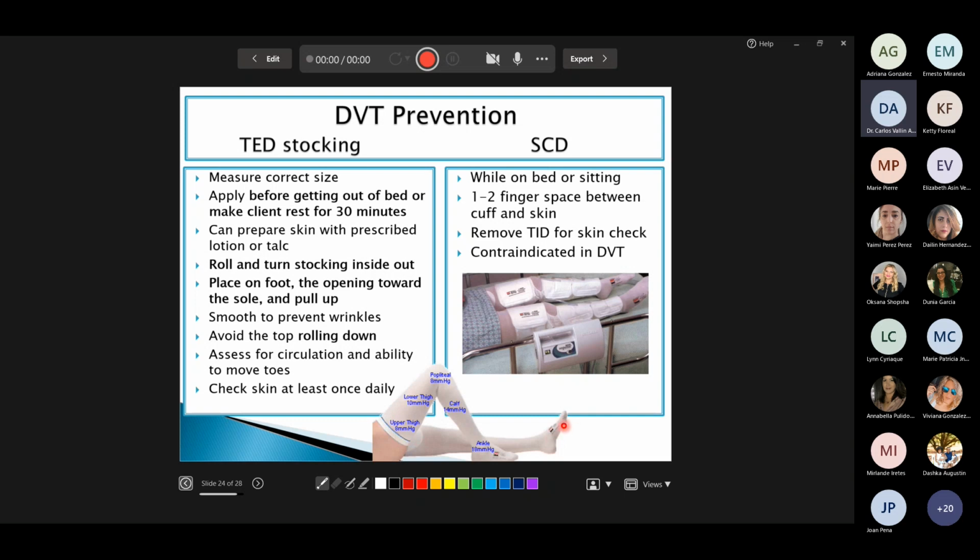There is a hole in the distal part of the stocking that should be left at the sole. This stocking is used all the time, while on bed and while ambulating. But every shift, you should remove the stocking to check the skin, to provide hygiene, and then you place it again while the patient is on bed, resting. Yes?